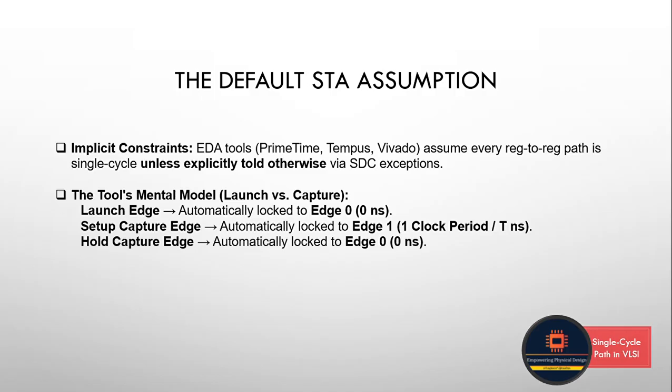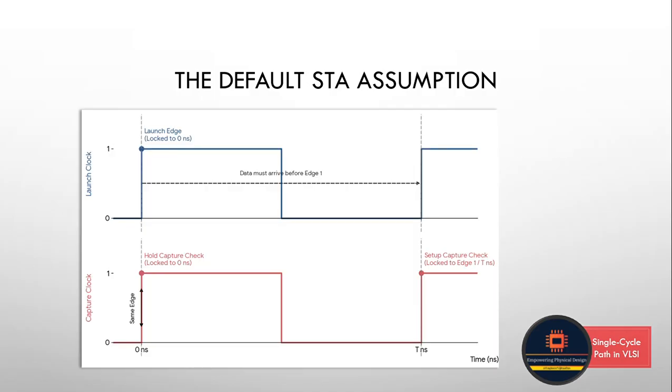That means this is the ultimate proof you can show an interviewer to explain why hold checks completely ignore your clock frequency. So we all know, right? Hold is independent of clock frequency. So this is the exact reason. I'll explain it using a waveform.